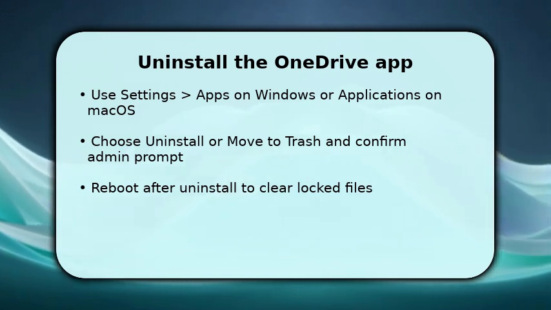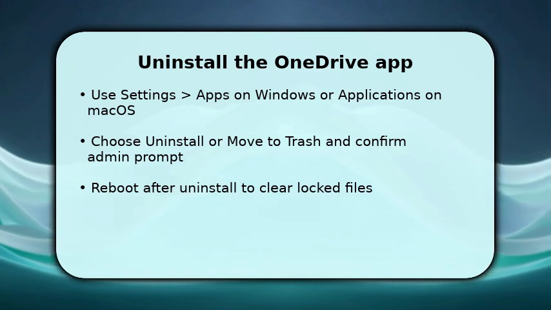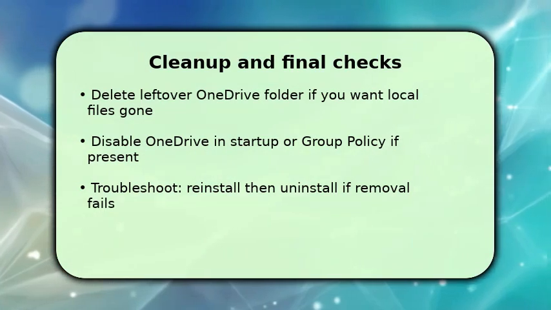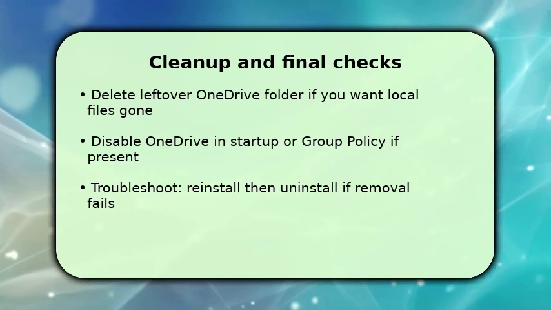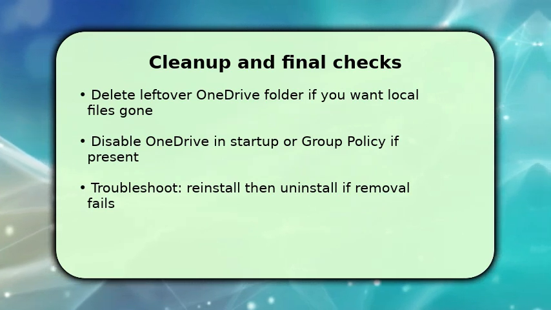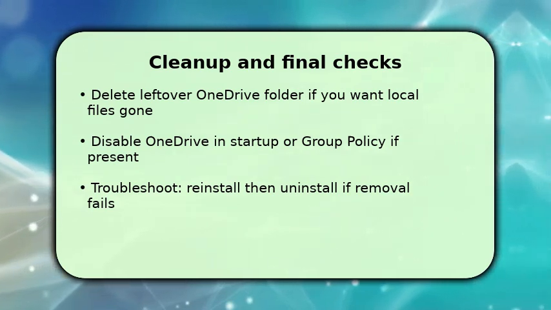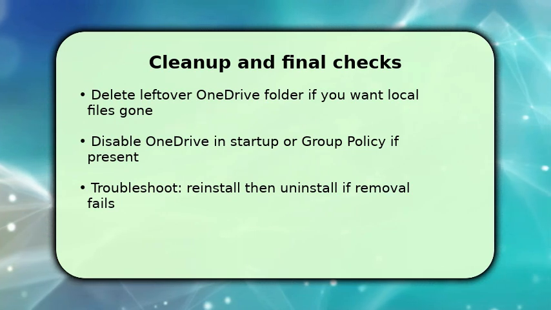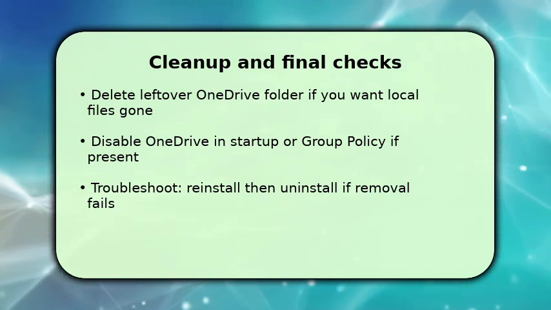Finish by cleaning residual settings and folders. If you want local copies removed, delete the OneDrive folder from your user directory, but first verify backups exist elsewhere. Next, open Task Manager or System Preferences and remove OneDrive from startup items. For enterprise PCs, check Group Policy or MDM profiles.